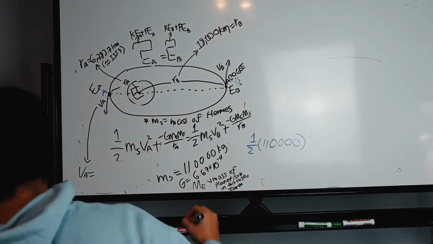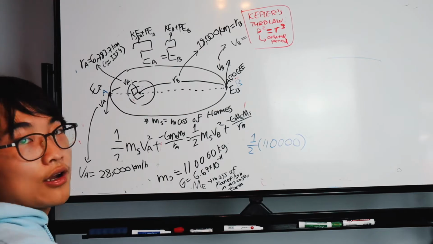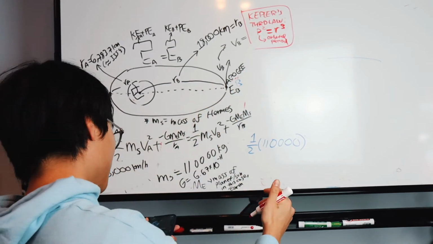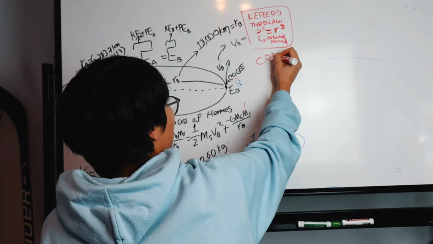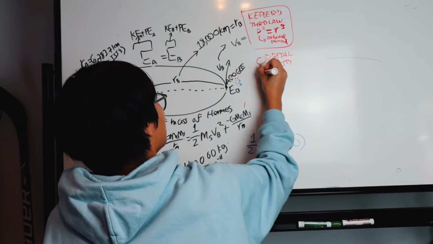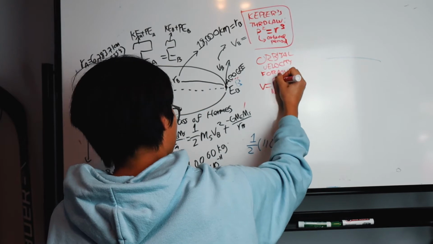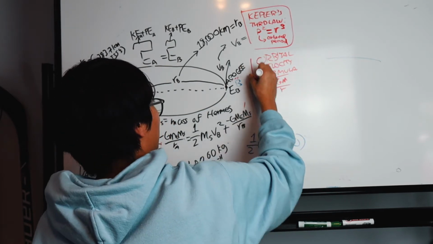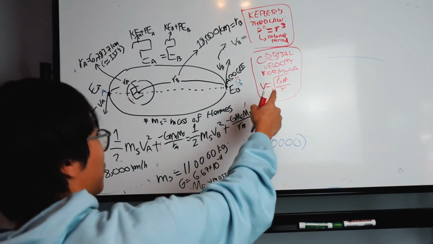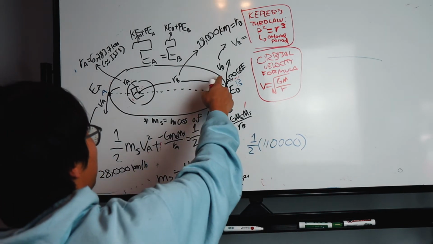So VA is going to be 28,000 kilometers per hour. Now we're going to use the orbital velocity formula in order to derive the value of VB, the velocity at point P. So the orbital velocity equation, which a lot of physicists derived for us, is going to be V equals the square root of GM over R. So this is the formula for orbital velocity. It is going to apply to VB in order to calculate the value of VB.